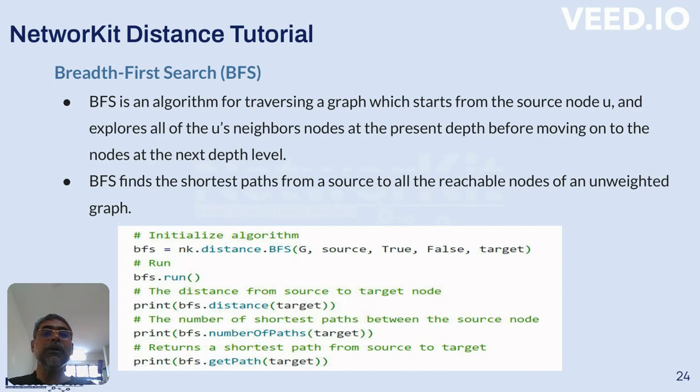Breadth first search is an algorithm for traversing a graph which starts from the source node u and explores all of u's neighbor nodes at the present depth before moving on to the nodes at the next depth level. BFS finds the shortest path from a source to all the reachable nodes of an unweighted graph.